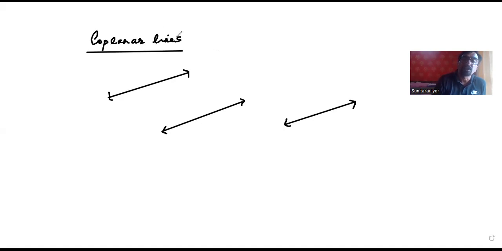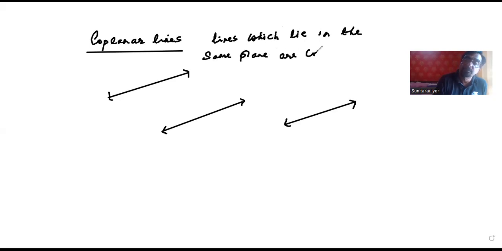Okay, children. So just for the sake of your understanding, lines which lie in the same plane are called coplanar lines. I hope people can understand this, children.